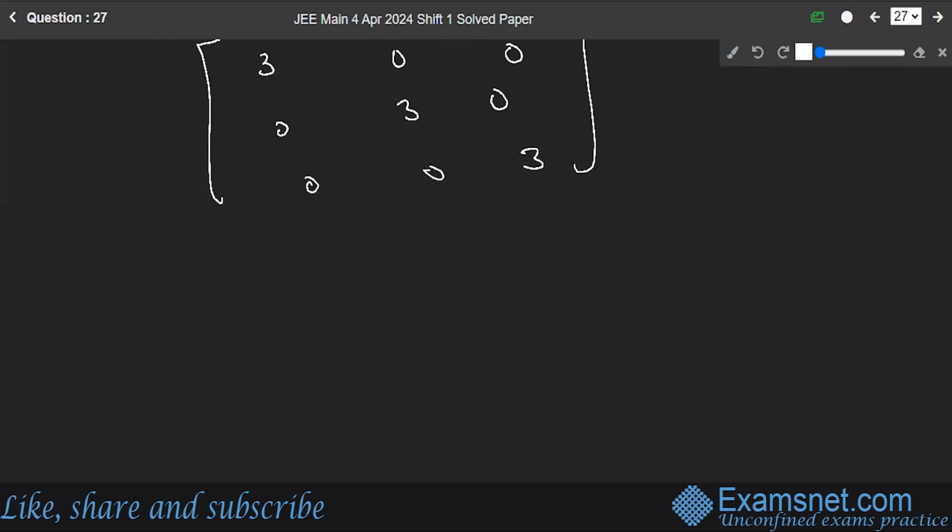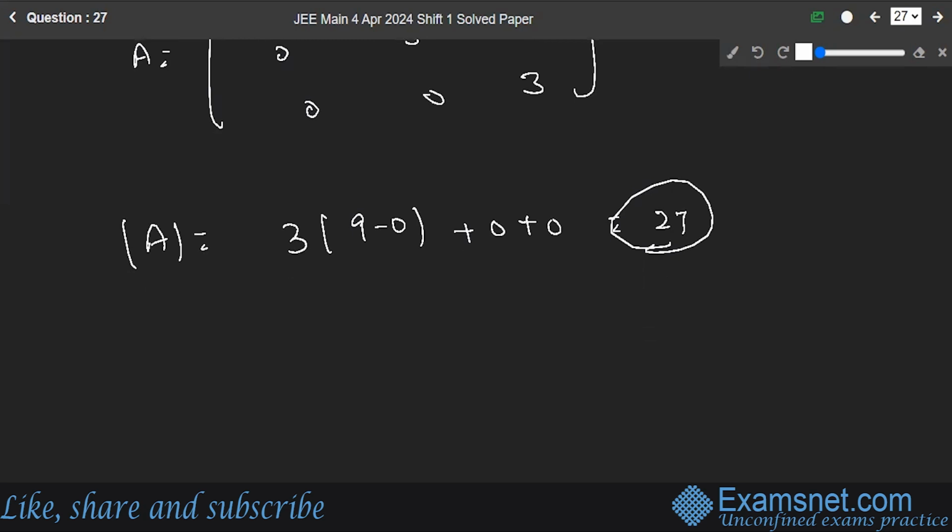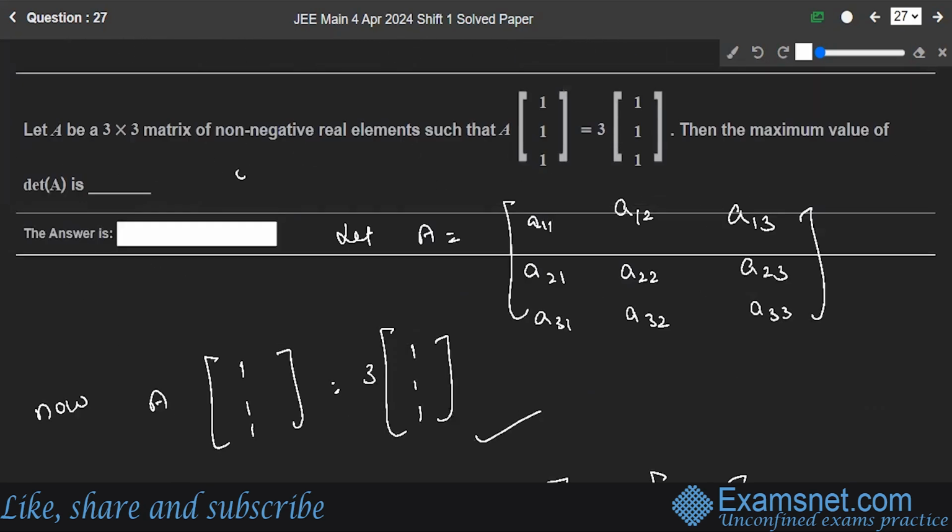So the determinant of A is equal to 3 into 9 minus 0 plus 0 plus 0, which is equal to 27. So this is the answer to question 27. Hope you're clear with this. Let's move to the next question.